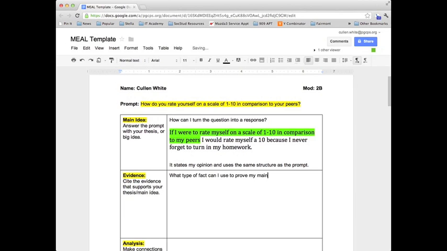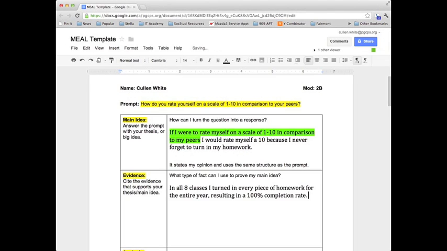When looking at evidence, we want to ask ourselves this question: what type of fact can I use to prove my main idea? Or facts in general? What facts do I have access to that really reinforce my original idea? For example, here we say, in all 8 classes, I turned in every piece of homework for the entire year, resulting in a 100% completion rate. I want to be able to check my fact by asking, can anybody argue with this? In this case, no, you could not argue with this. If you have a 100% homework completion rate, then it's going to be determined that is what you got.